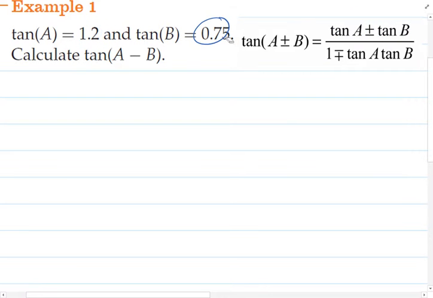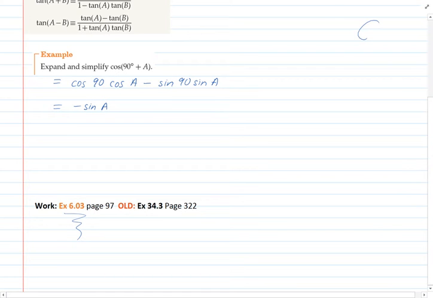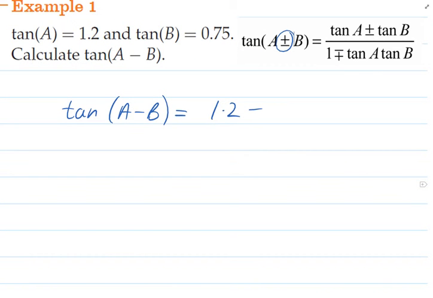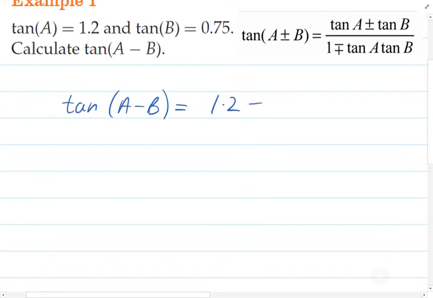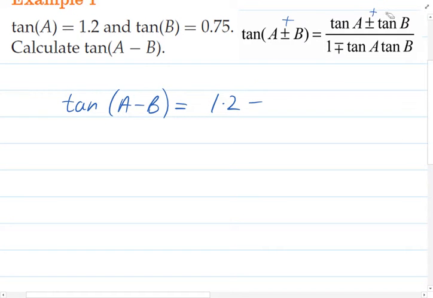Okay, and so what I'm going to do is write each of these bits, substituting these numbers here and here. So I'm going to write tan A minus B equals, and instead of tan A I'm going to write 1.2, and because we've got plus and minus here, I'm going to write minus here. So in other words, if this is plus, then this is plus. But if this is minus, then this is minus, and it works the other way around for the bottom. So if this is plus, the bottom is minus, and if this is minus, then the bottom is plus, if you get the idea.